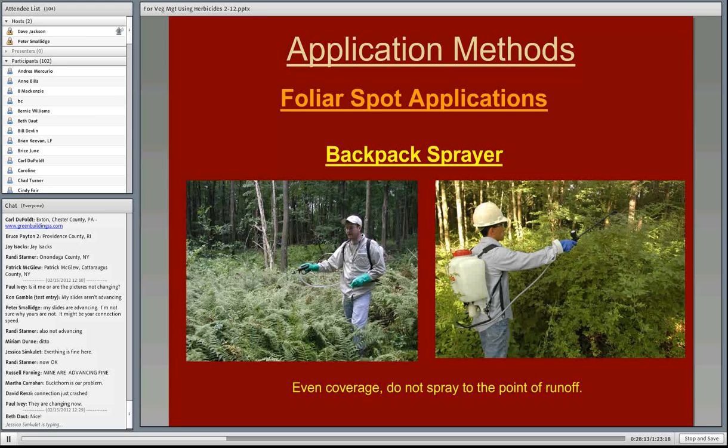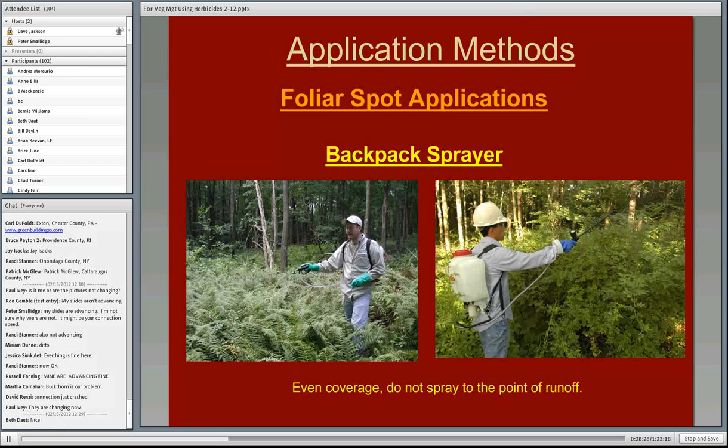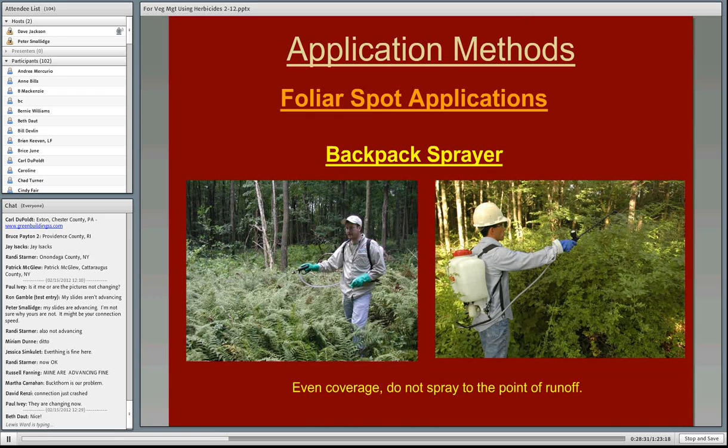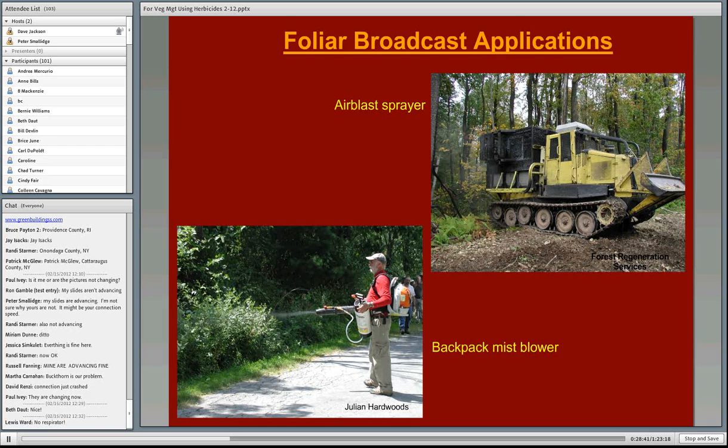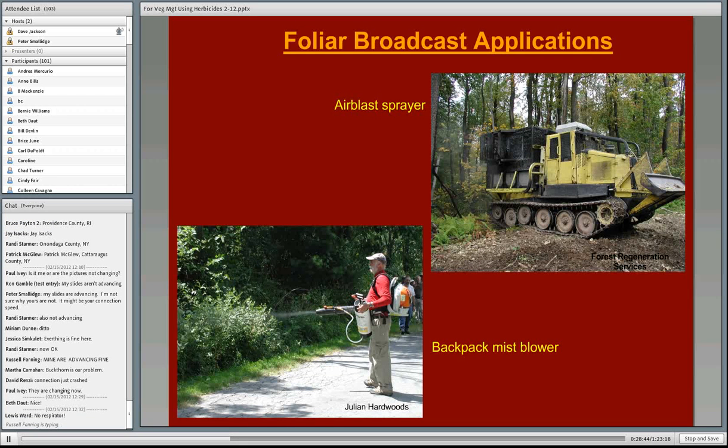This is very applicable for small infestations. If you have just a small spot of fern, for example, or in the other picture here on the right, this is treating multiflora rose. So spot types of applications, small infestations, I would say that every one of you as a landowner or land manager ought to have a backpack sprayer in your arsenal. We can move on then to larger types of infestations and more mechanized kinds of equipment for foliar broadcast applications.